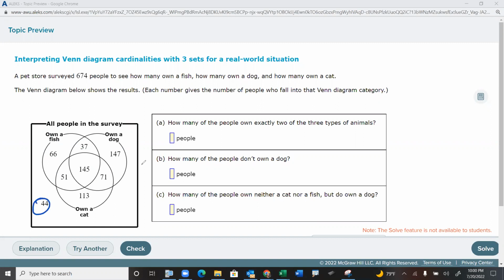And 44 who don't own a fish or a dog or a cat. That's sad. Okay, maybe they're between pets.